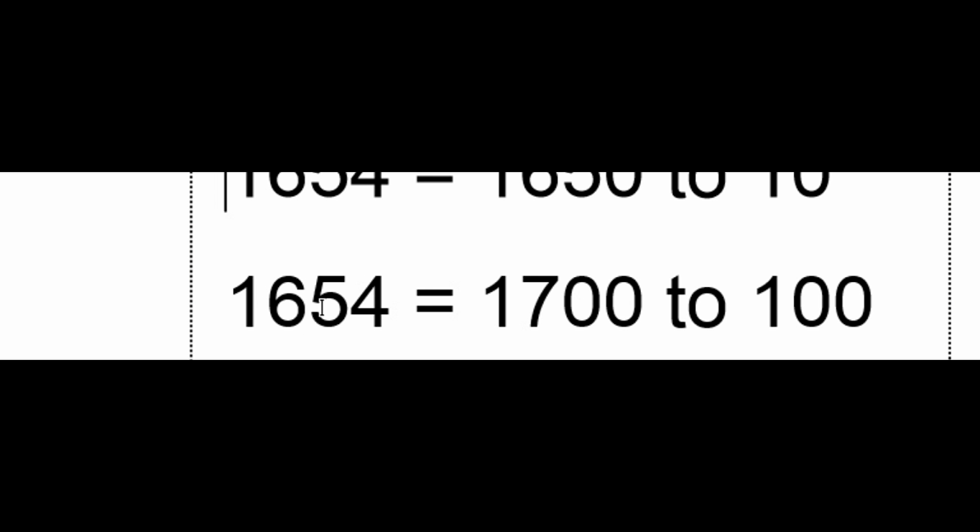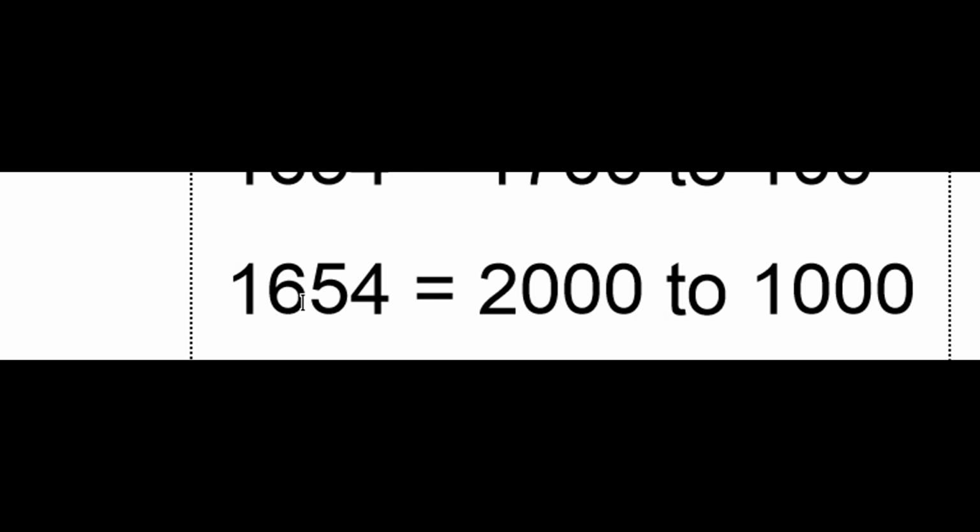Now if I round this off to the nearest 100, I will check what I have as the 10. In the 10 I have 5. I'll round it up. I'll call it 1. I'll take 1 to this part here, to this 6. I'll have 7. So I'll say 1700.